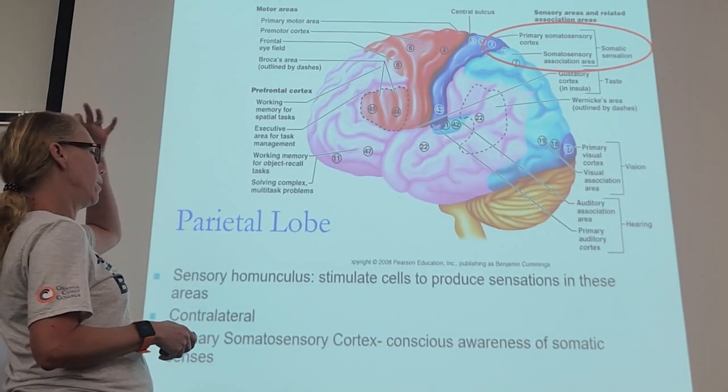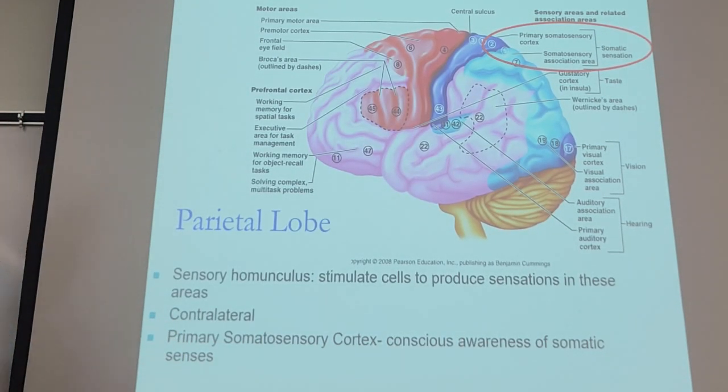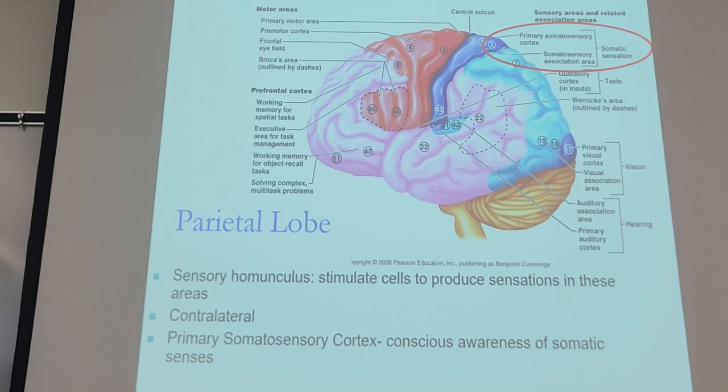All right, so let's start with the parietal lobe. The parietal lobe is basically the post-central gyrus. The post-central gyrus is called the primary somatosensory cortex. That's where you're getting conscious awareness of your somatic senses.